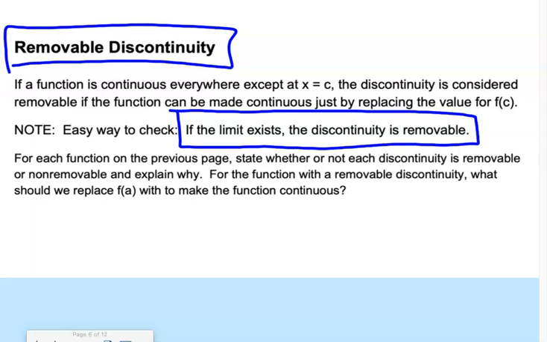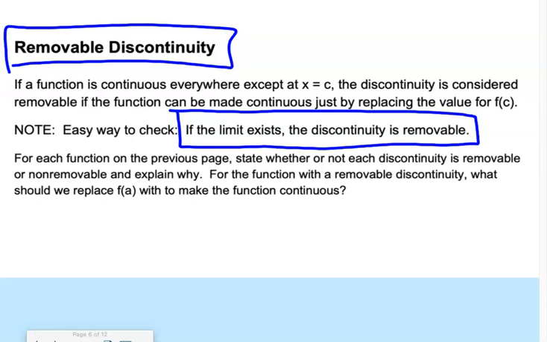A jump discontinuity is when you have one of these piecewise functions where you start here and then you jump down to there. That's called a jump. And then the last kind is infinite or line discontinuity, which just means you have a vertical asymptote. So 3 discontinuities: point, line, and jump. If you have a point discontinuity, it's considered removable.